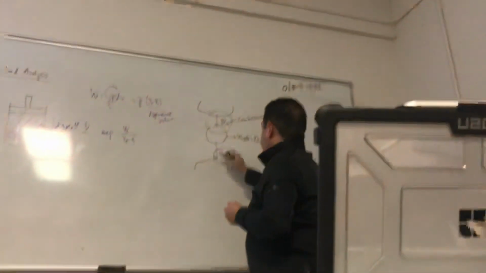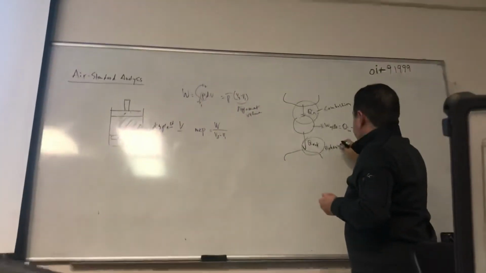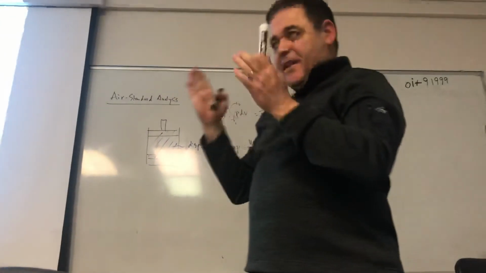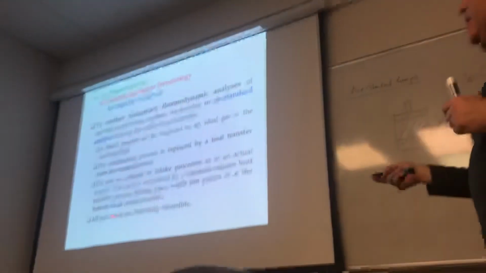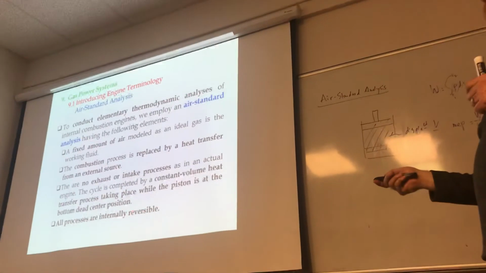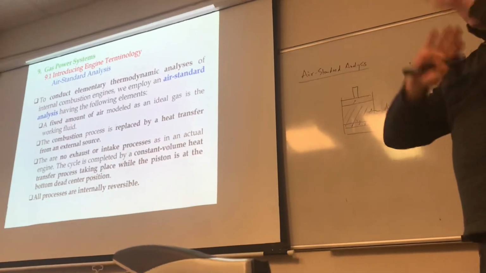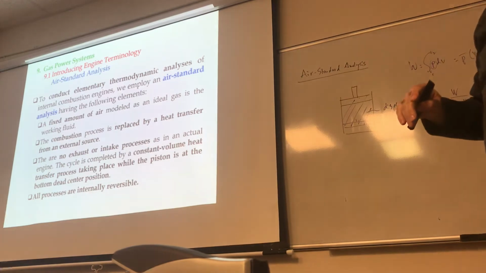And this one replaces what they call the exhaust, okay? Making these convenient approximations. And then we are also assuming what? All processes are internally reversible. In other words, there is no stray heat transfer, there is no stray stuff, etc. Okay?